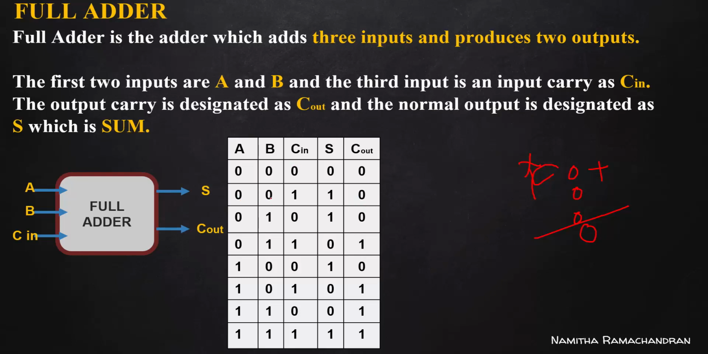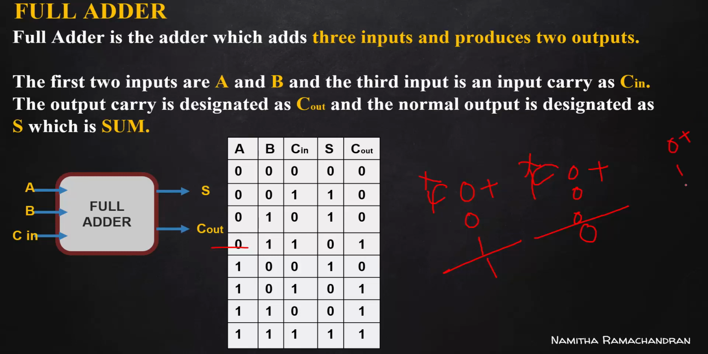And what about 0 plus 0 plus 1? That is sum equal to 1 with no carry. That is, sum part equal to 1, carry is 0. Similarly here also, 0 plus 1 plus 0: sum equal to 1, no carry.